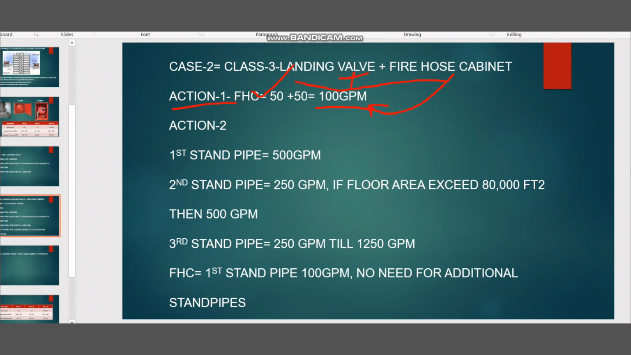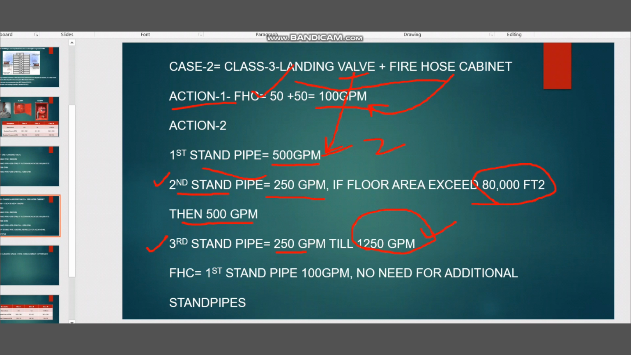For example, landing valve, we have the same scenario like I explained in case one. The first standpipe, I have to consider two number of landing valves, each with 250 GPM, so it will be 500 GPM. Coming to the second standpipe, you have to verify whether the floor area is exceeding 80,000 feet square or less than 80,000 feet square. If it is less than 80,000 feet square, you have to consider only 250 GPM, I mean one landing valve in the next standpipe. If it is more than 80,000 feet square area, then you have to consider 500 GPM in the second standpipe. At the third standpipe, you have to consider 250 GPM, and fourth standpipe 250 GPM.